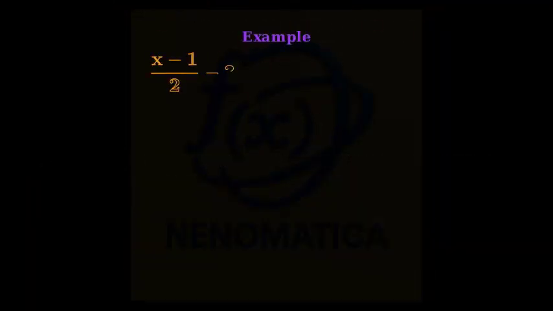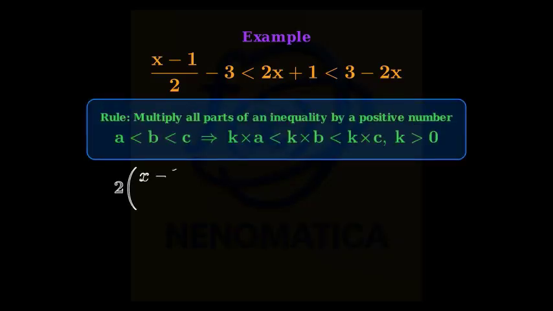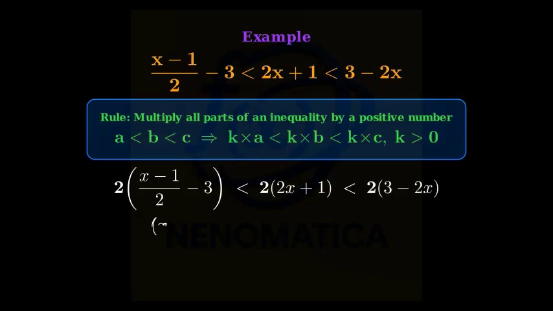Example. We will solve the compound inequality and visualize the solution set on a number line. Step 1. Multiply all 3 parts by 2 to clear the denominator. Then write the transformed inequality. Finally, simplify each part.